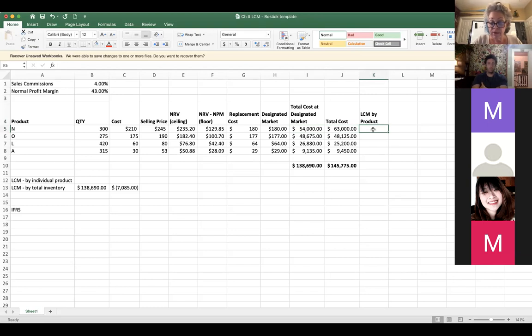So again, I'm going to do another if statement. So if cost is lower than my market, I'm going to put in cost. Otherwise, put in my market.